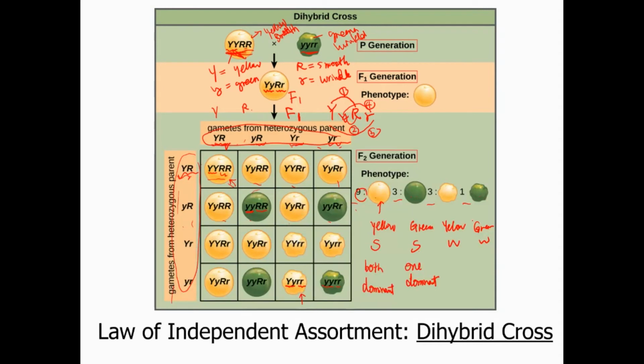And this one, yellow, that's dominant, but wrinkled, that's recessive, right? So again, this is just one dominant trait. And then for the ratio 1, that means you have two recessive traits, right? Both traits are recessive. So it's actually pretty easy to remember.